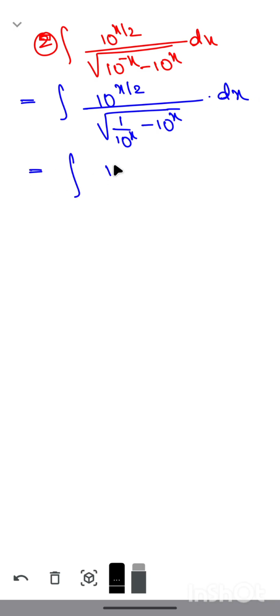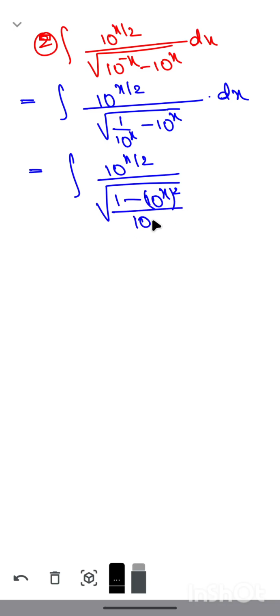Now in the denominator, you can take LCM. What is LCM? 10 to the power x is the LCM. Then the numerator will become 1 minus 10 to the power x the whole square, whole divided by 10 to the power x. Since the square root is applicable for both numerator and denominator, we can rewrite the given question as integration of 10 to the power x by 2 whole divided by root of 1 minus 10 to the power x the whole square, the whole divided by 10 to the power x to the power 1 by 2, which is nothing but x by 2 only we will get.